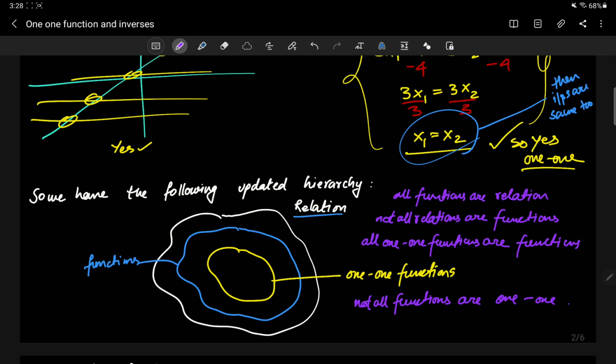Now that brings us to the end of this video, but in the subsequent videos we are going to see why this definition of a function being 1, 1 is extremely important in studying a different class of functions called inverse function, which in itself is a very important type of function that is studied.